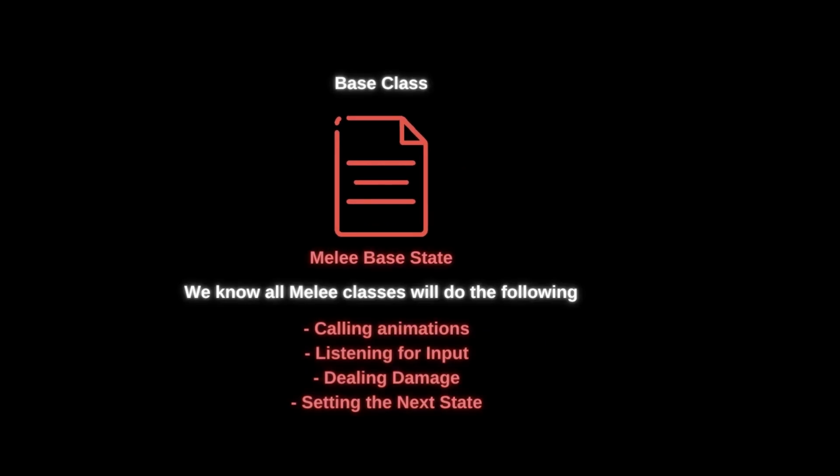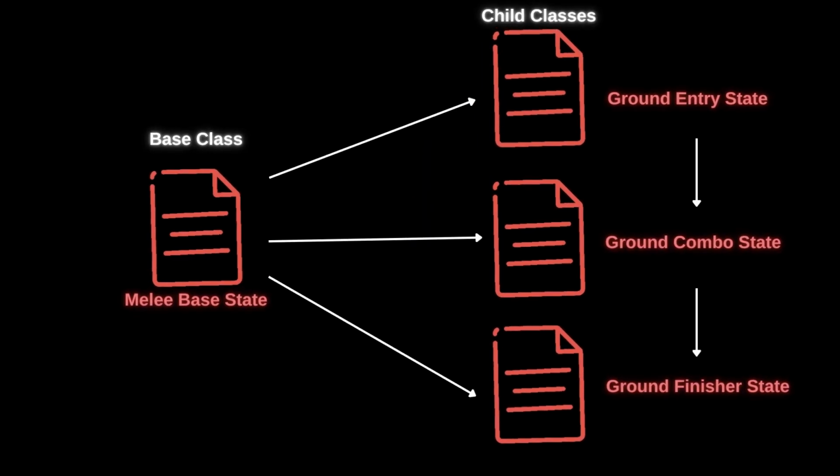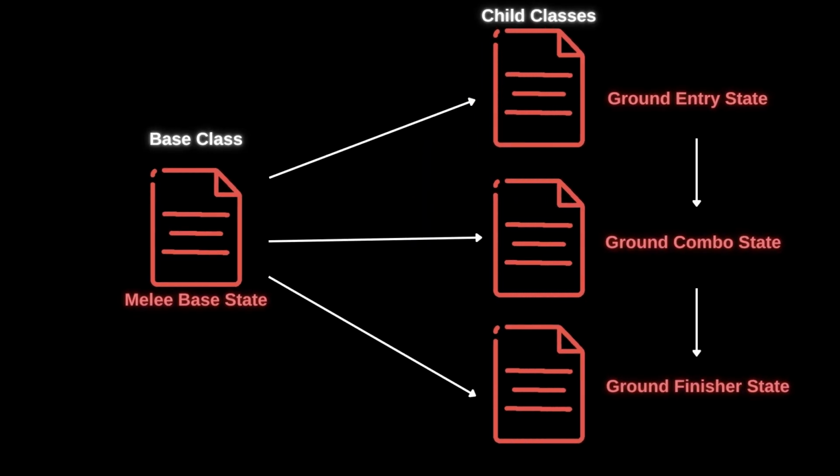The wonderful thing about the 2D combat system is that a lot of the functionality for each attack will be shared with only minor differences. The great thing about that is we can create a base class holding all of that functionality and derive child classes for each attack, so we don't have to rewrite the same code over and over again. On top of that, we're going to create three more classes to do just that, called ground entry state, ground combo state, and ground finisher state.